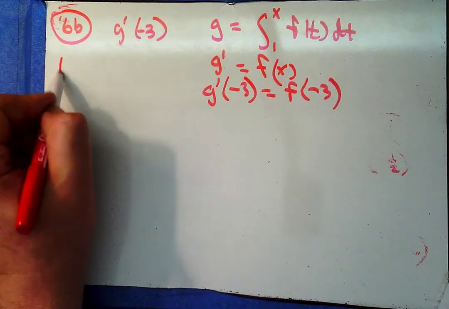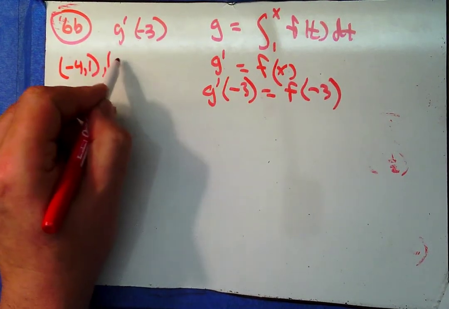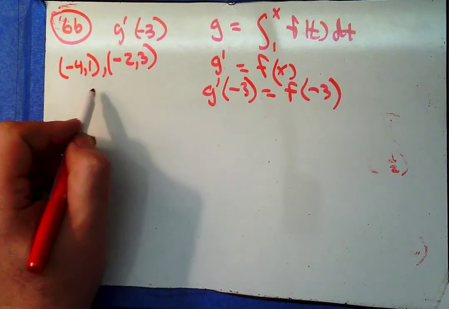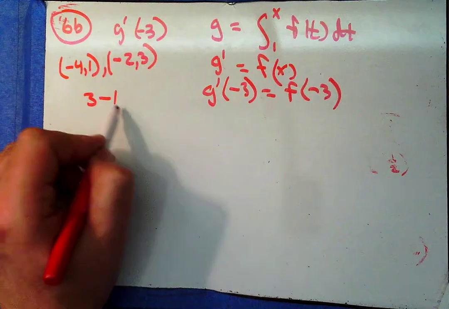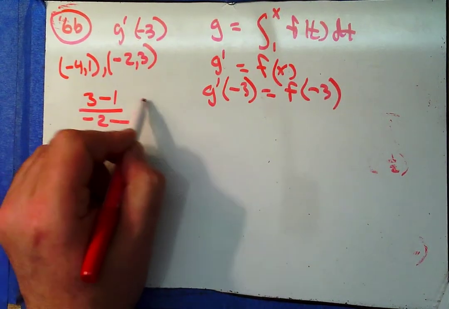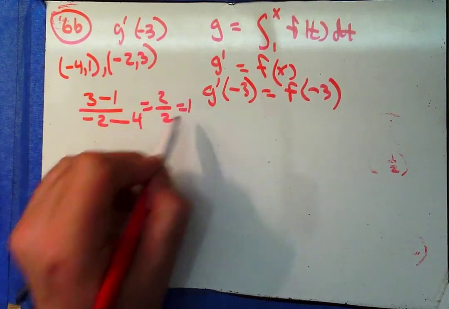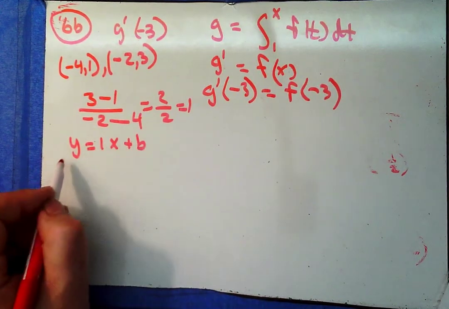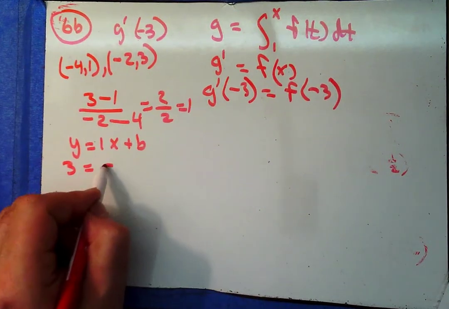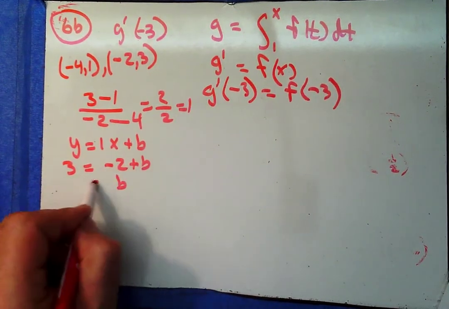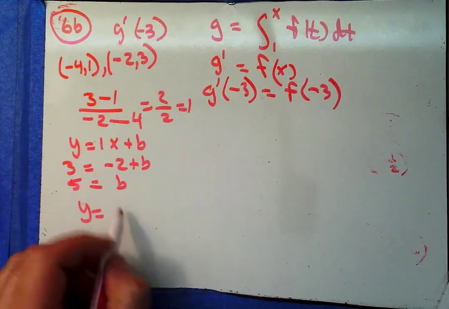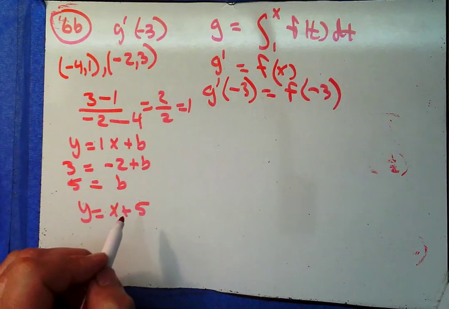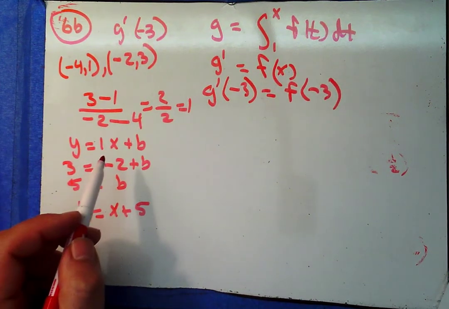Okay, this line passes through (-4, 1) and (-2, 3). And that means I go 3 minus 1 over -2 minus -4, which is 2 over 2, or 1. Y equals 1x plus b. 3 equals -2 plus b. B equals 5. Y equals x plus 5. Huh. Okay, now I just needed to know the slope.